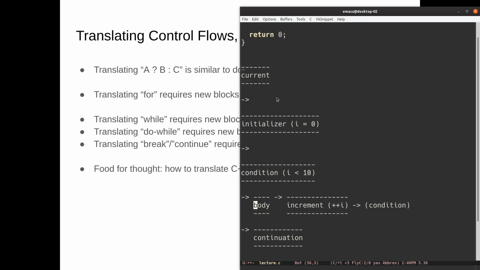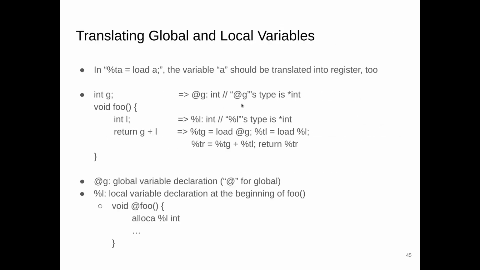So here's the execution plan. In the current block, you first go to the initializer block, and then after initializing the values, you're going to go to check the condition. Depending on the value of this, you're going to go to either the body block or the continuation block. After this body block, you're going to go to the increment block, and after this increment block, you're going to go back to the conditional block here. So you need to create 5 blocks here, corresponding to these 5 blocks.